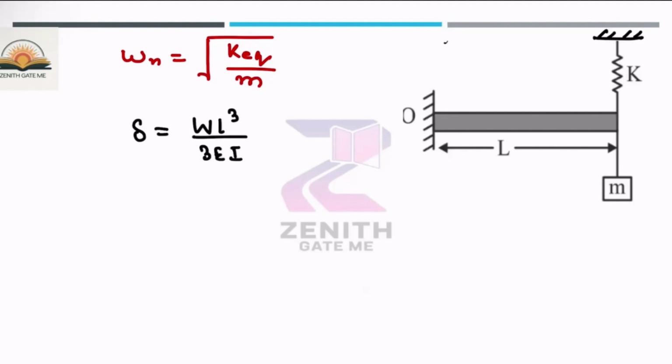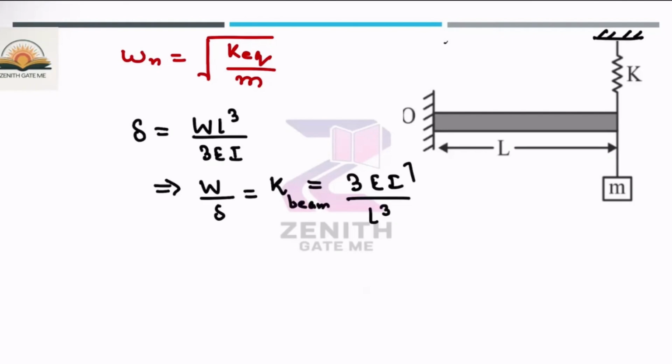Okay. Now W by delta is nothing but the stiffness. So K is equal to 3EI divided by L cube. Okay, so this is the stiffness of the beam. Now, this block of mass, you can assume it is connected with the stiffness of the beam and the spring stiffness, because the block mass M is connected with these two in parallel.